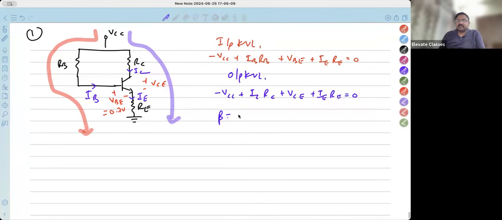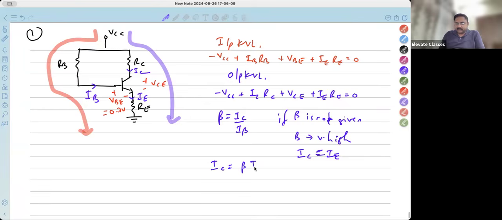We need this relation: beta is equal to IC upon IB. If beta is not given, हम लोग क्या assume करेंगे? Assume beta is very high. Beta is very high. And in this case, collector current is approximately equal to emitter current. Another relation is IC is equal to beta times IB. ये तो हमको पता है. IE is equal to beta plus 1 times IB. बस इतने relations use कर लो and you can solve any question. कोई भी सवाल हो, इन सब relation से आप solve कर पाओ. Is that clear?